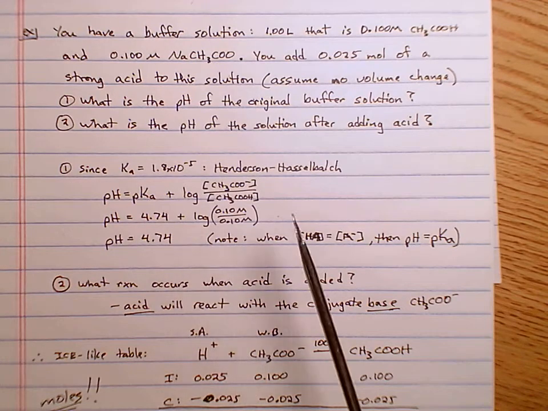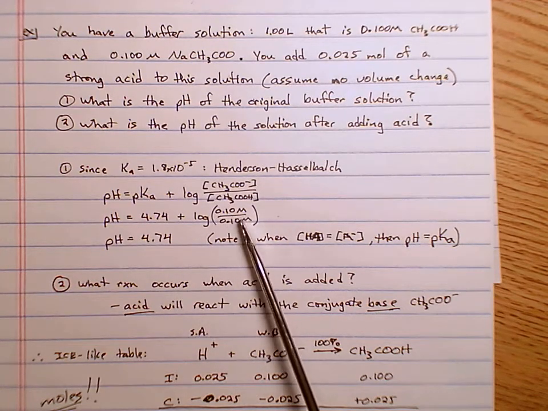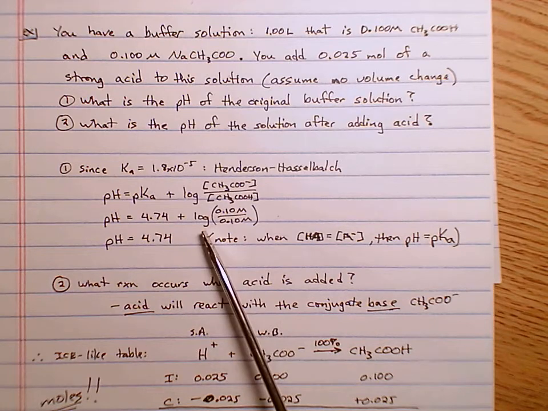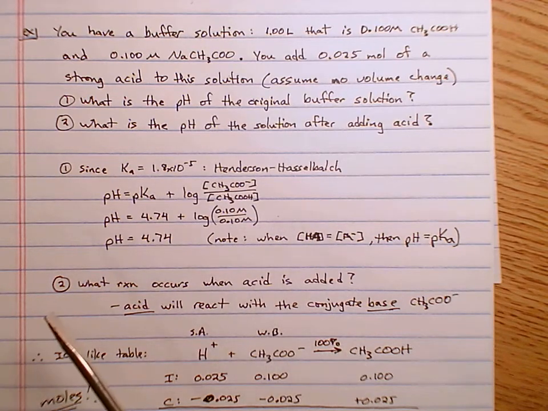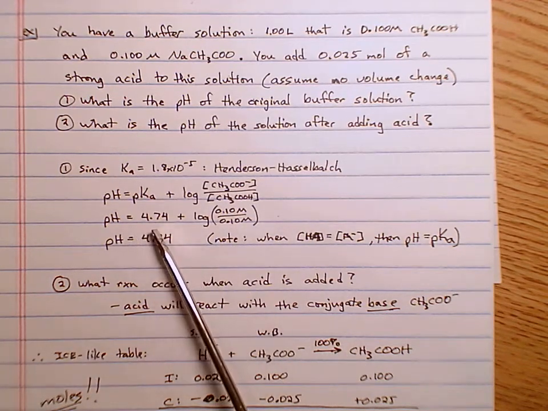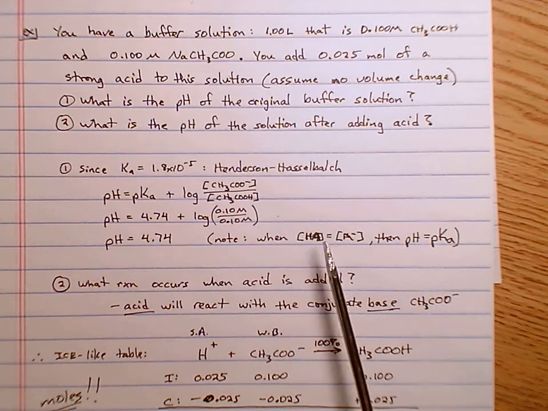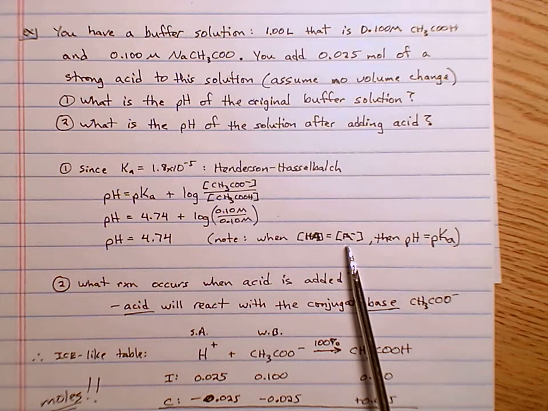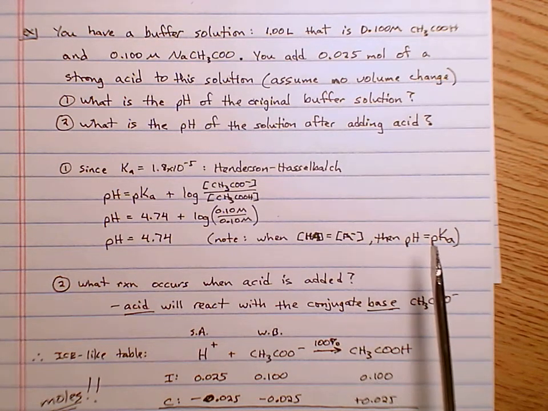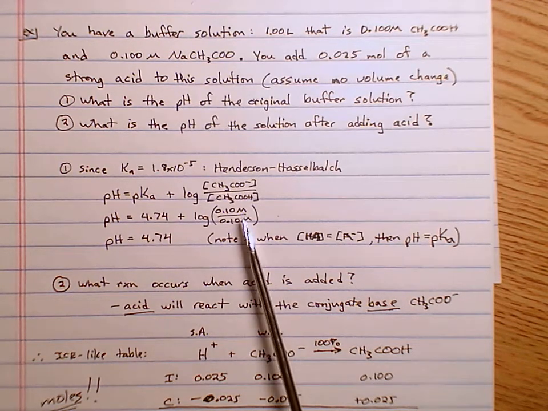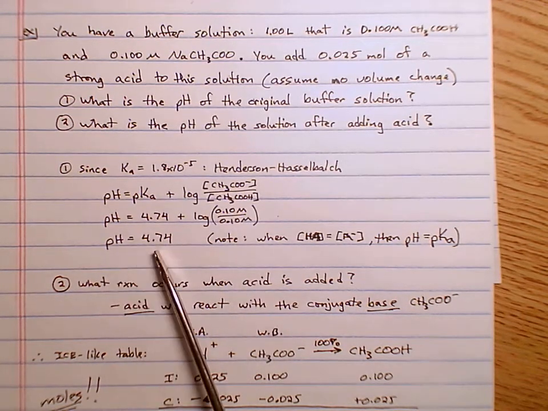This is something interesting. When you take the 0.1 divided by 0.1, you get 1. The log of 1 is 0. So 4.74 plus 0 is 4.74. This is just a handy thing to put in your old noggin here. Whenever the concentration of HA and the concentration of A minus in a buffer solution are the same, pH equals pKa. When you have just as much A minus as you have HA, pH equals pKa, 4.74.